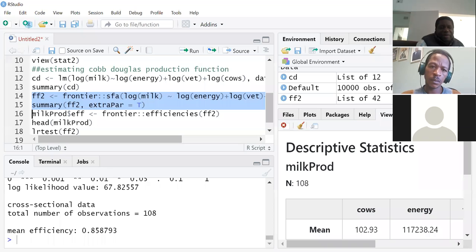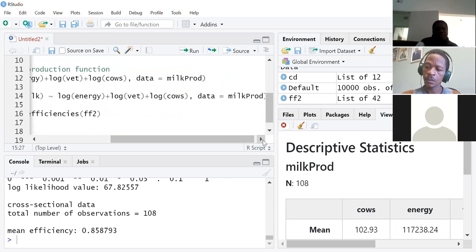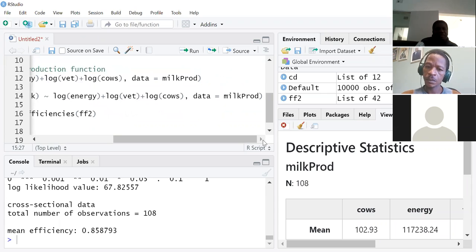Sorry, Prof, you've left me behind. I'm still trying to put that first function. Okay. So what is after? Please scroll to the right. Okay. Okay, you can go back to the left.